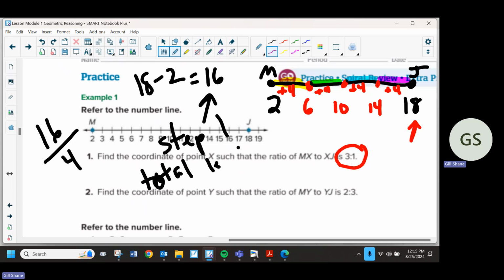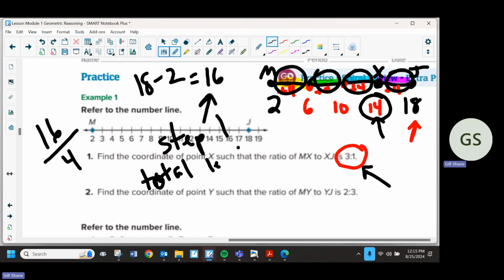So I'll do it in black, that's fine. So my point would go right there. If I were going to actually draw it on the line, I would put an X right there. More likely, they're going to ask you what the value is, which would be 14. So again, just to make sure, I have 1, 2, 3 segments on the left, 1 segment on the right. That matches up with my ratio. All of them are the same length. I landed exactly on 18, so I know I'm in good shape.